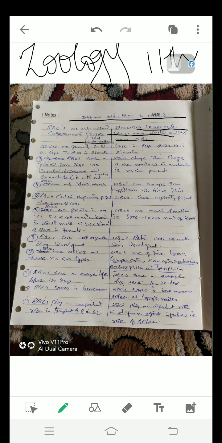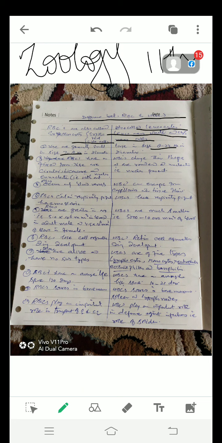Red blood cells are generally small in size, 7 to 8 micron in diameter, whereas white blood cells are large in size, about 8 to 20 micron in diameter.